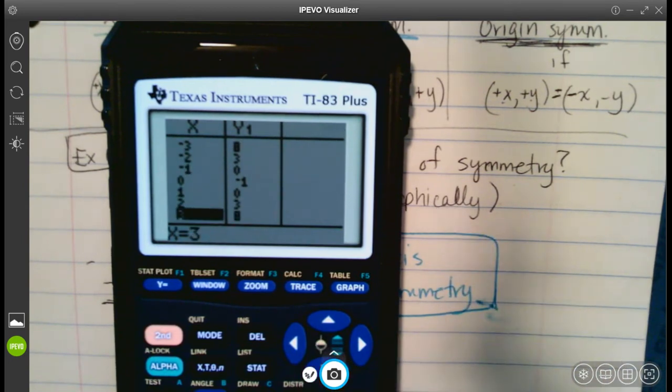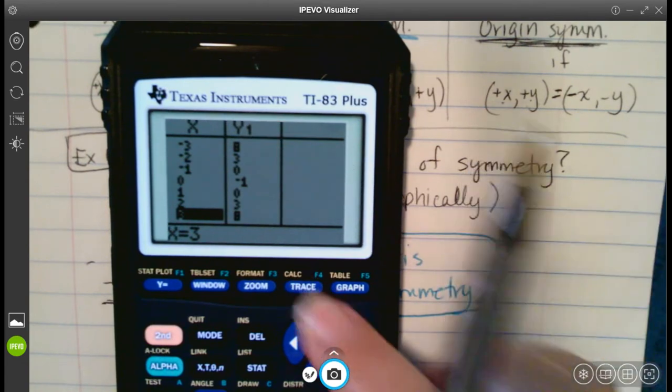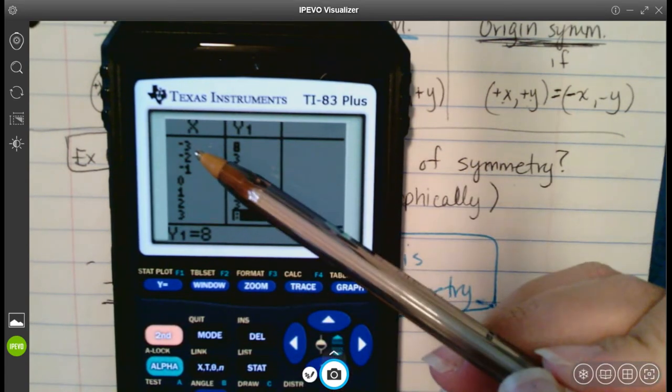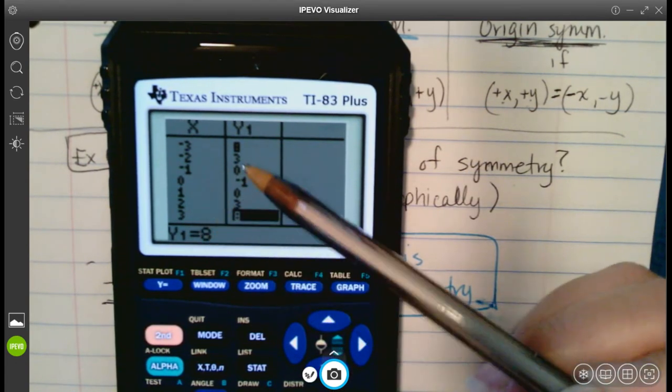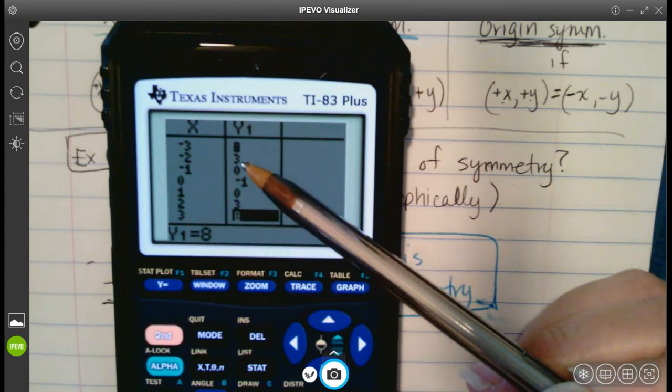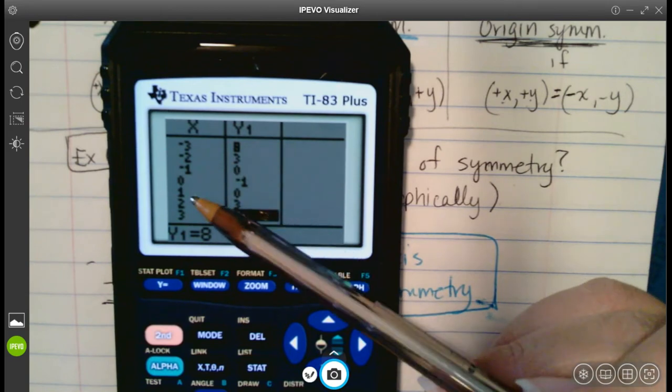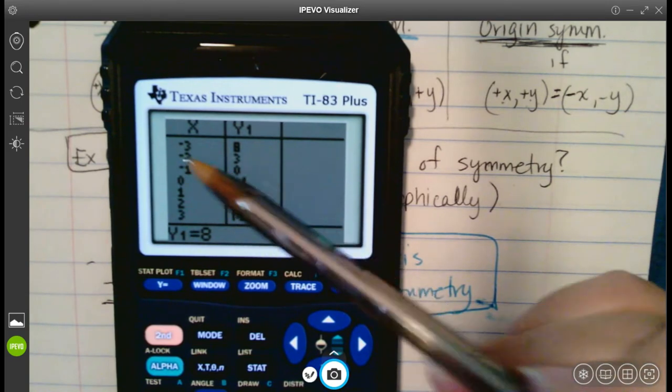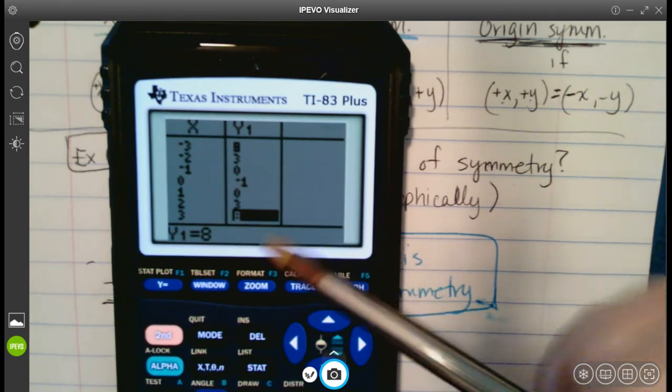Let's go right there. You look at the table values here, you can see that all of my x's, so -3 and +3 have the same y value. -2 and +2 have the same y value. -1 and +1 have the same y value. So this is the kind of symmetry that we're talking about.